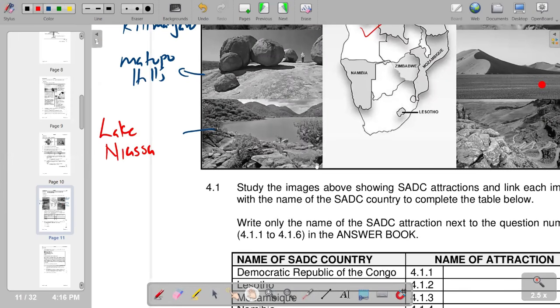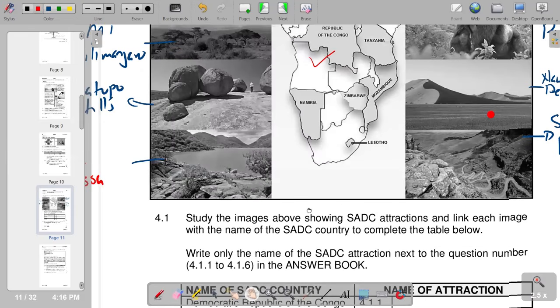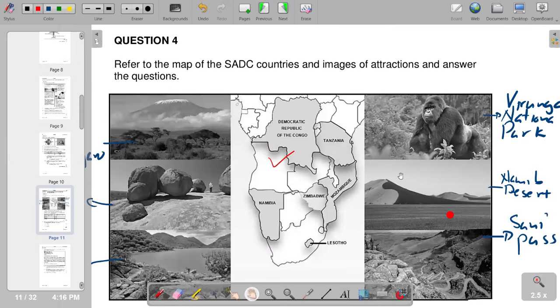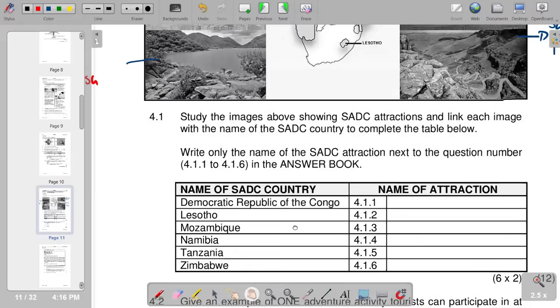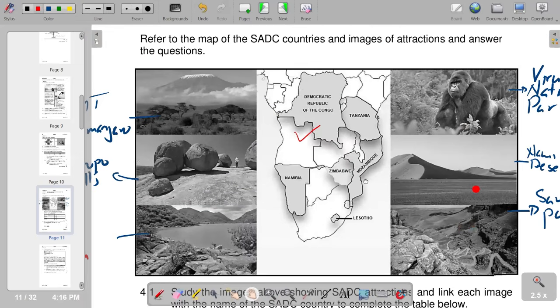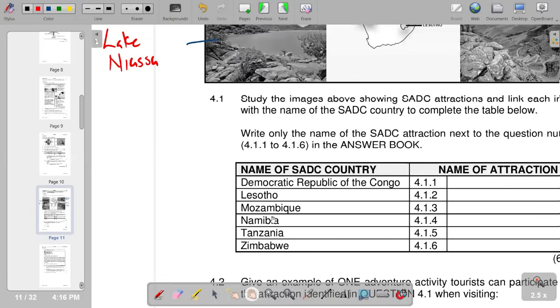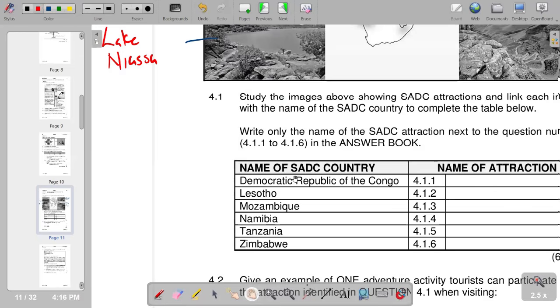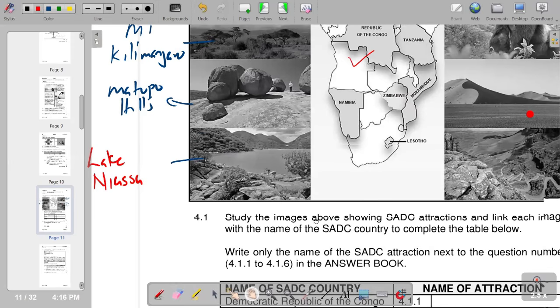And of course, on the next part, we have got Namibia, where we have the Namib Desert as indicated on this part. Then we've got the fourth one, Tanzania, where we have Mount Kilimanjaro as indicated. Then we go to the last part, we have got Zimbabwe, where we have the Matopo Hills. So basically these are the representations.